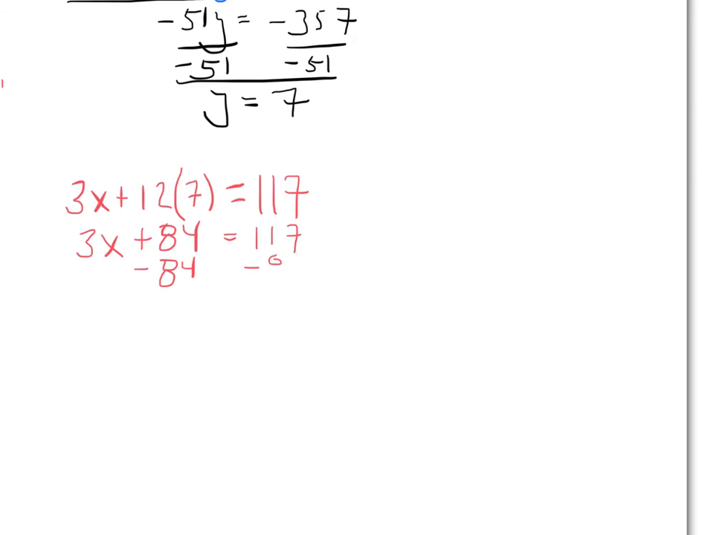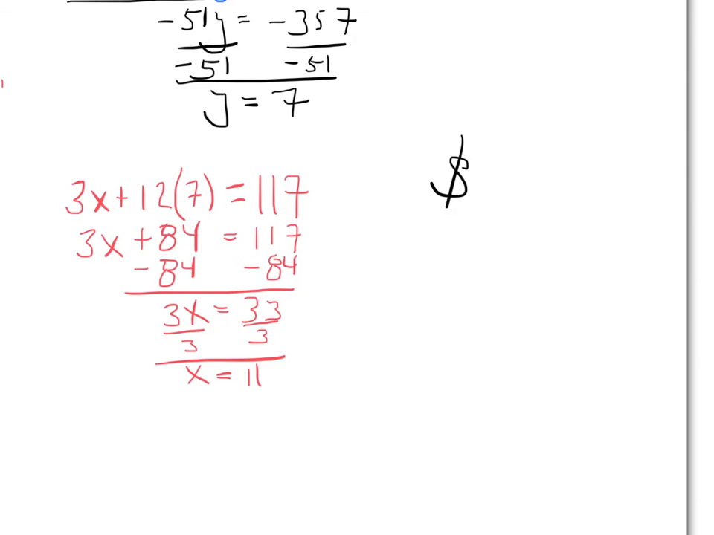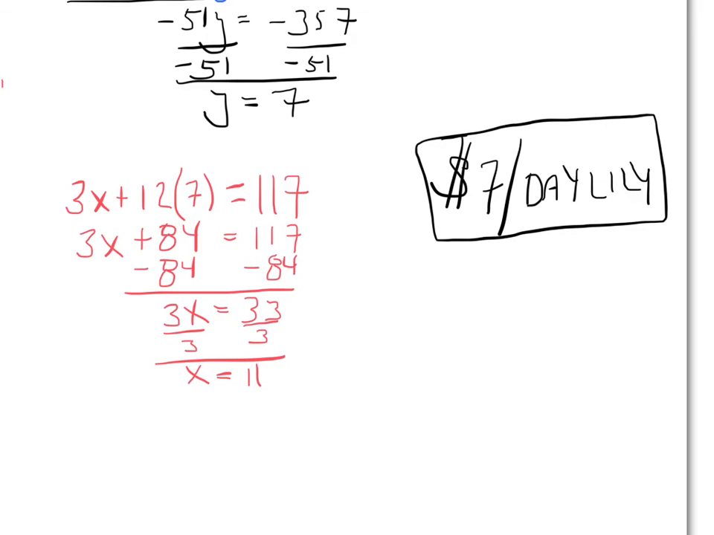So notice here I'm using my SADMAP steps to get x by itself. 3x equals 33. When I divide by 3, x equals 11. So again, when I do my check, this will work out. So 11 of the hostas and 7 of the daylilies. So we can basically say $7 per daylily. If we needed to know the hosta cost, we also already have that, so that's a good thing. Each of the daylilies is going to cost $7. Each of the hostas would cost $11, although we don't really need to answer that for this question.